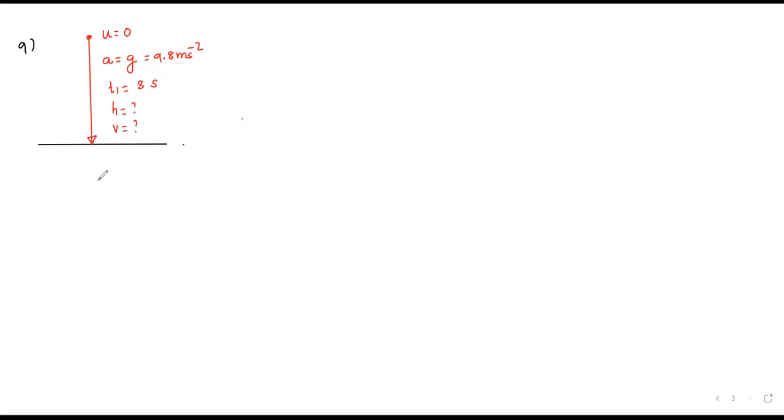Now this is very easy part. In the first part we have three kinematical equations. First is V is equal to U plus AT. S is equal to UT plus half AT square. And third equation is V square is equal to U square plus 2AS. These are three kinematical equations. Now over here, I will use this first because I want height.